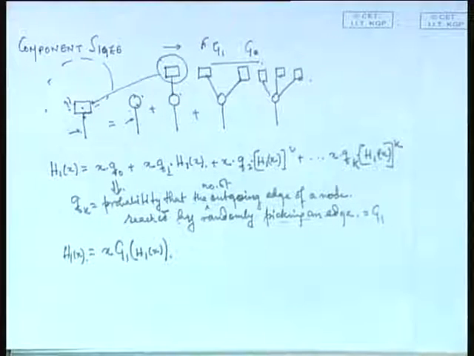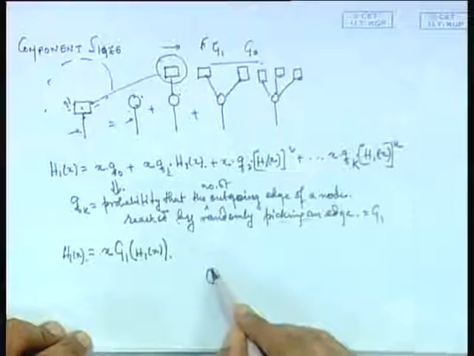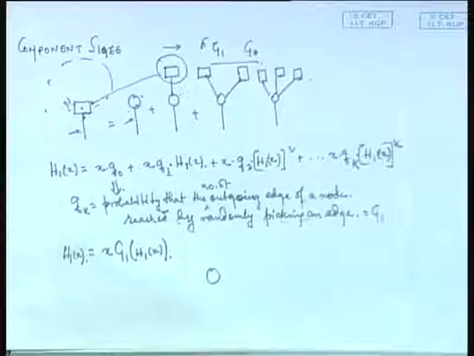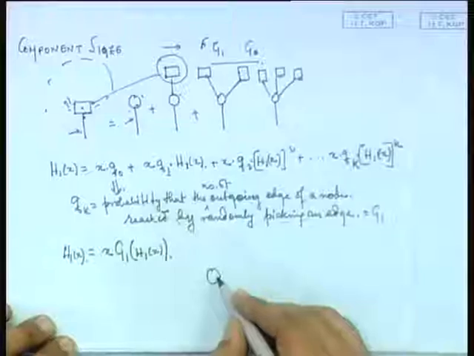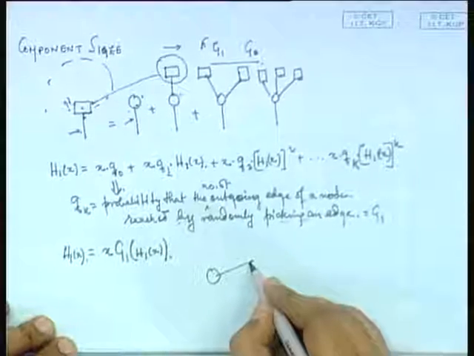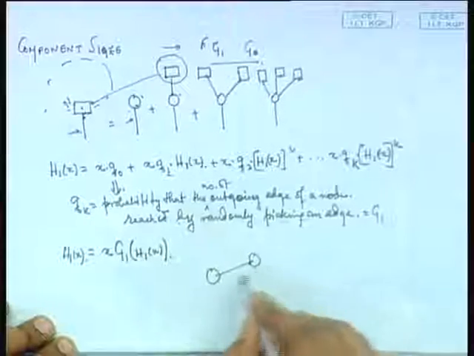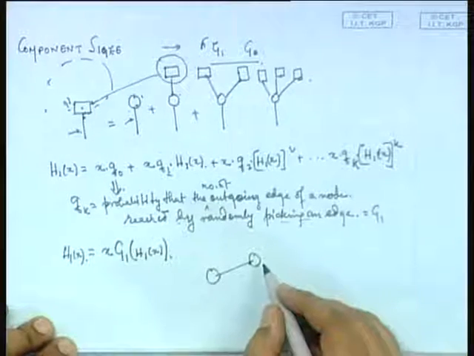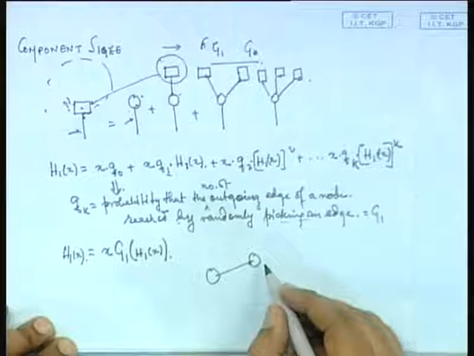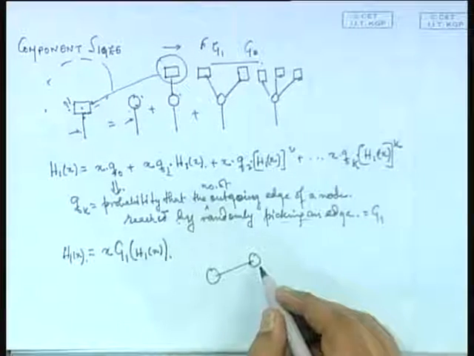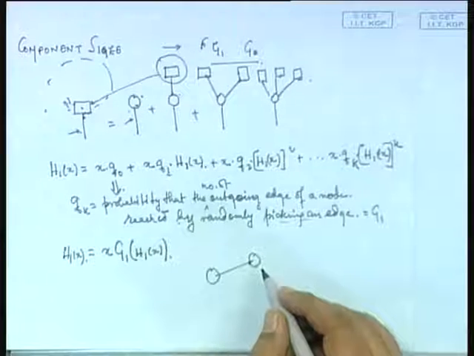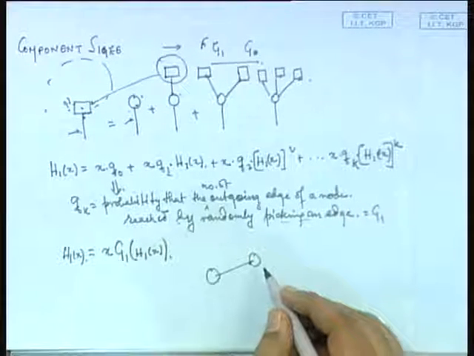But actually what you want is to pick up a random node and see its component size, not a random edge. That is what you want. So, you pick up a random node and you traverse one edge and then you see everything. Picking up a random edge is equivalent to picking up a random node, traversing an edge and reaching.